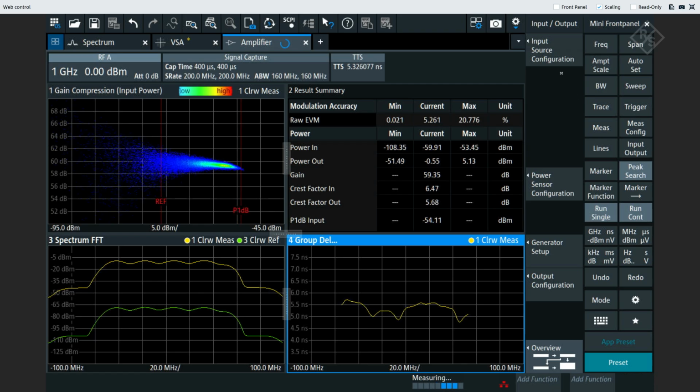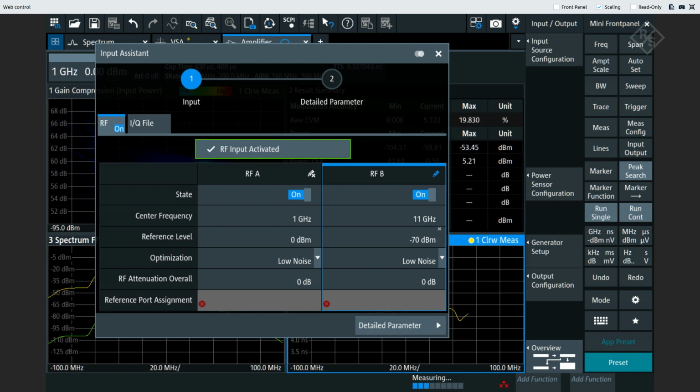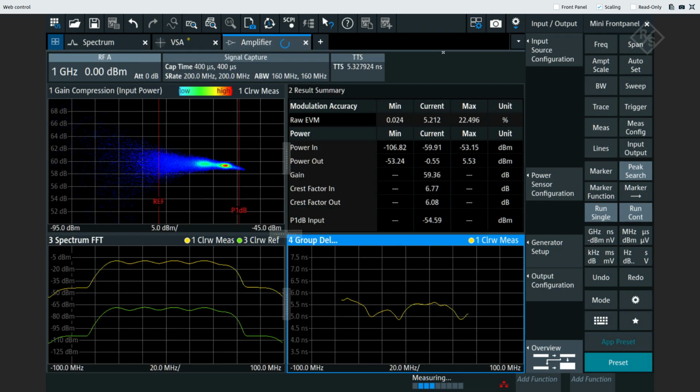And again, I want to highlight that this device is a frequency converting device. So our RFB input channel is configured to a frequency of 11 GHz, whereas the output is configured to a frequency of 1 GHz. So at the same time, I can measure nonlinearities, modulation accuracy, and even absolute group delay on a fully modulated signal by using the dual channel architecture of the FSWX.